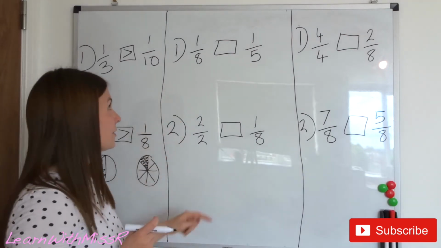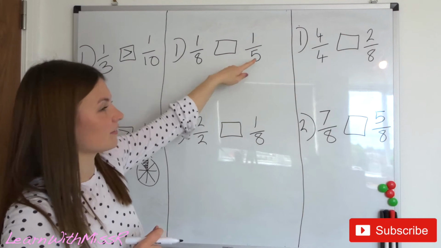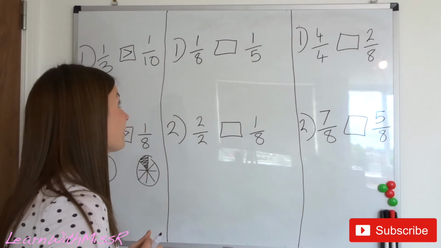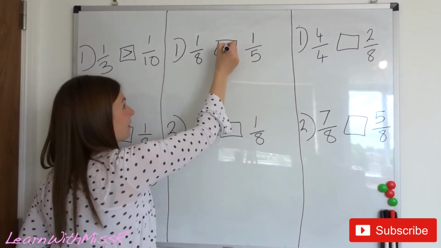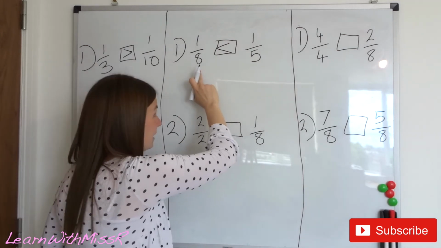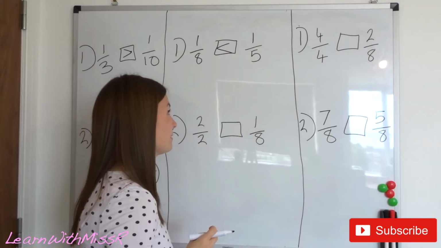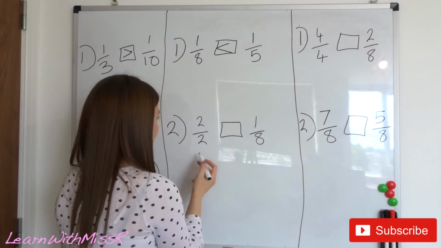Let's go over here then. 1/8, is that bigger or smaller than 1/5? It is smaller because we've got to share this one between 8 people and this one only between 5 people. Okay, let's go down here.